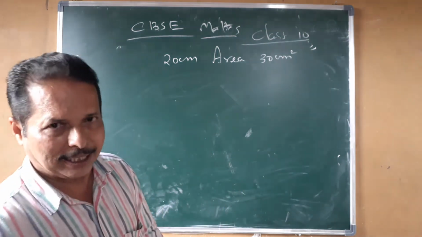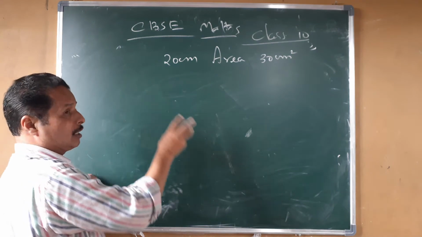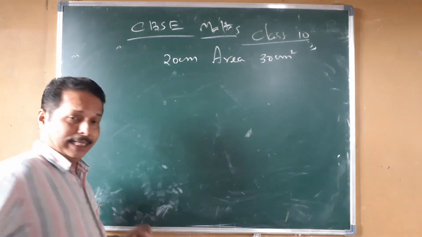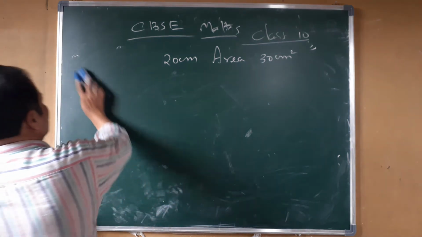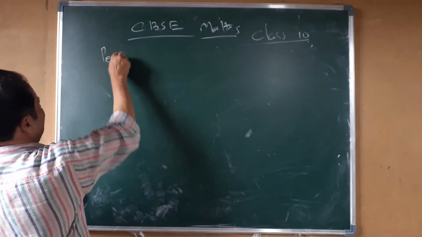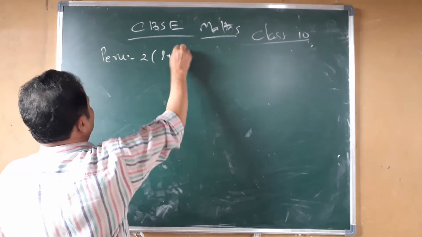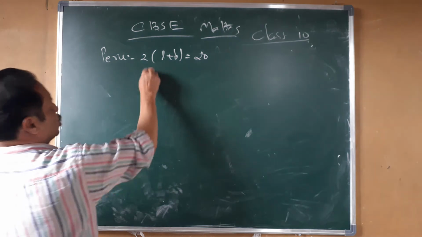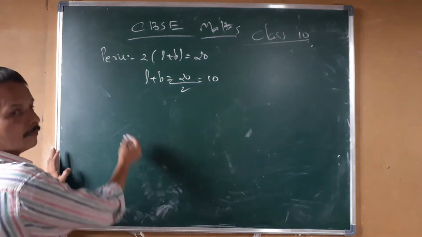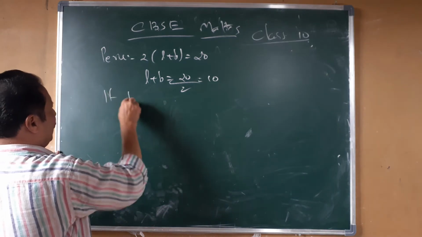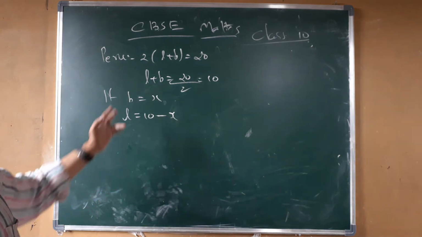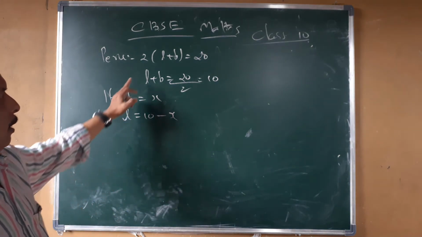Is the statement true? Otherwise, is it possible to make a rectangle with a perimeter 20 and area 30? Is it possible? That's also the same question. Look at it. You studied that perimeter equal to 2 into (L plus B), that's 20. So L plus B is 20 by 2 equal to 10. So if B equal to x, L equal to 10 minus x, that you already studied in the previous problem. Is it clear?